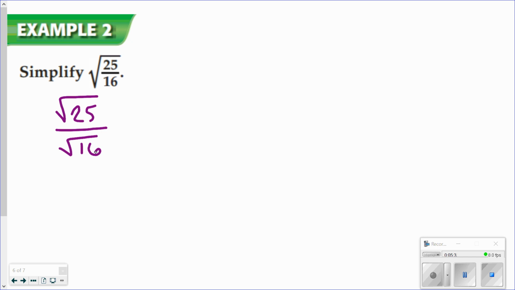put a radical in the numerator and a radical in the denominator. Now you might see that this is going to simplify pretty easy, because what is the square root of 25? It's 5. What is the square root of 16? It's 4. So 5/4 is going to be my answer.